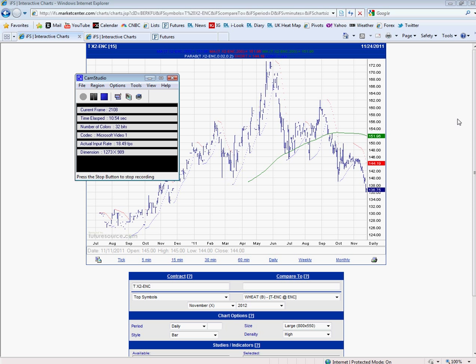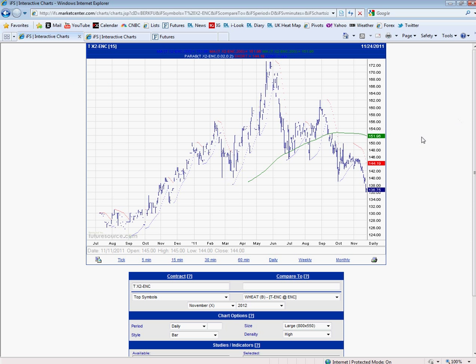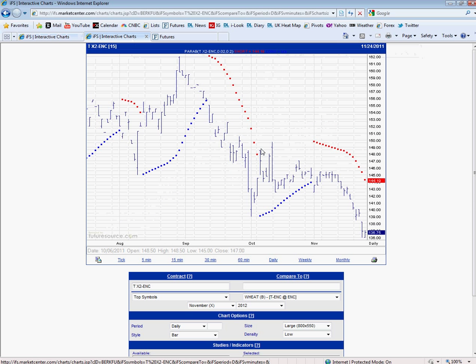And as usual, we're looking at the November 2012 wheat chart, and we've got the daily bar chart in front of us. You can see here quite clearly we've got the 200-day moving average, which is now really well and truly turned down, and we've broken the old support at 140. And we've gone down to a low this week of 136.75.